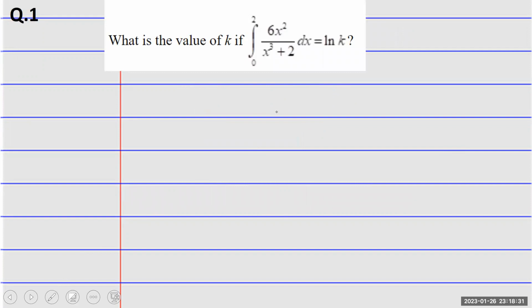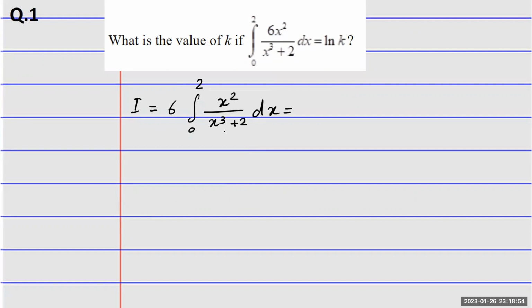Question number 1. What's the value of k for the integral of 6x squared over x cubed plus 2 from 0 to 2 equal ln k? First of all, just write the integral. I can just take 6 outside: integral from 0 to 2 of x squared over x cubed plus 2 dx.